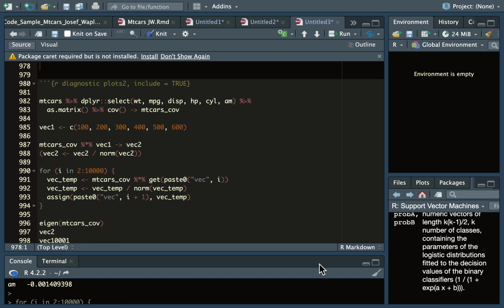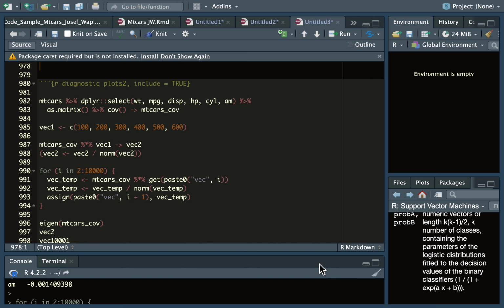So today I wanted to go over eigenvectors and show you an interesting way to find the first eigenvector of a matrix. Typically, for eigenvectors, there's the equation AV equals lambda V, where A is your matrix, V is your vector, and lambda is your eigenvalue.